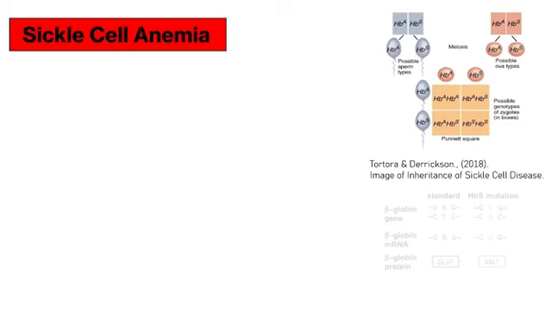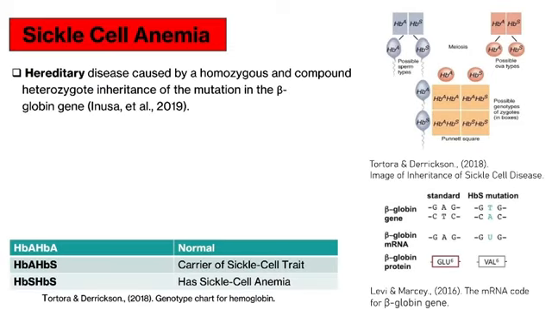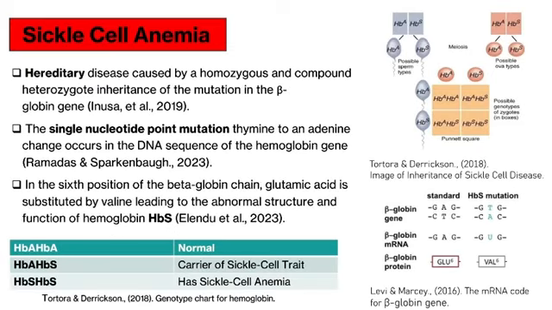Recapping what hemoglobin is, it's the protein inside of red blood cells that is responsible for carrying oxygen throughout the body. Sickle cell anemia is a hereditary disease caused by a mutation in the hemoglobin gene. Specifically, in the 6th position of the beta globin chain, glutamic acid is a hydrophilic amino acid, meaning it attracts water. But in sickle cell anemia, glutamic acid is substituted by valine, and valine is a hydrophobic amino acid which repels water.